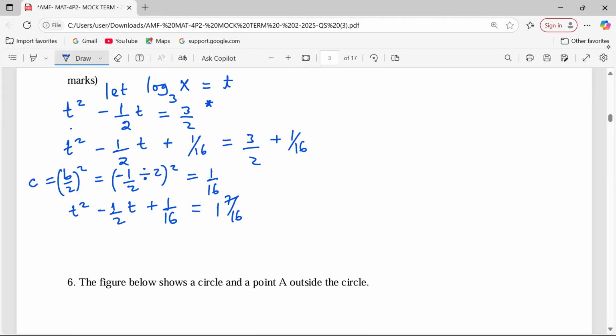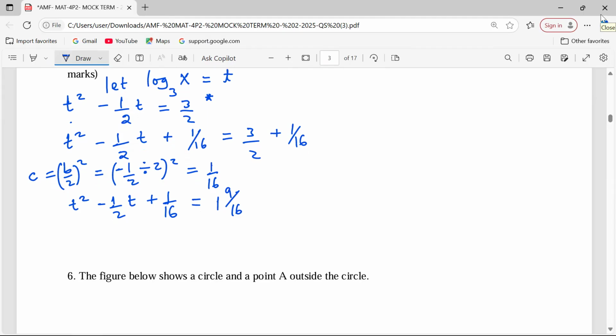Okay, did I add really? No, sorry. It should be 3 over 2 plus 1 over 16, yeah, it should be addition. I'm getting 1 and 9 over 16, not 7. 1 and 9 over 16.